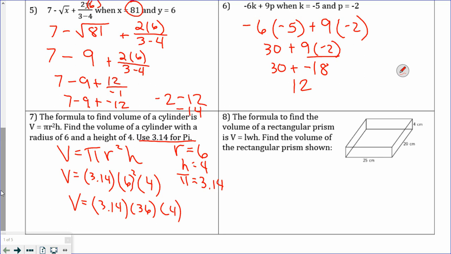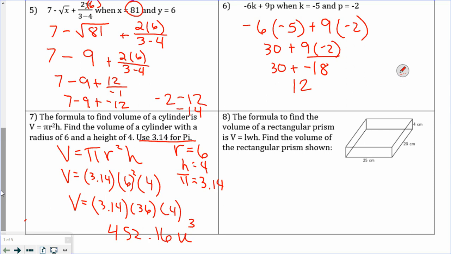Okay, now they're all right next to each other, 3.14, 36, and 4. If they're all right next to each other without any operations listed, you are multiplying them. So go ahead in your calculator and multiply 3.14 times 36 times 4. When you do all that out, you should get 452.16, and their units are huge because it's volume. They don't give us if it's inches or anything, so just units is fine. Okay, if you're confused on that one, just raise your hand and I'll come over.